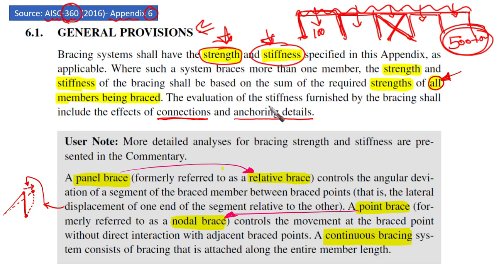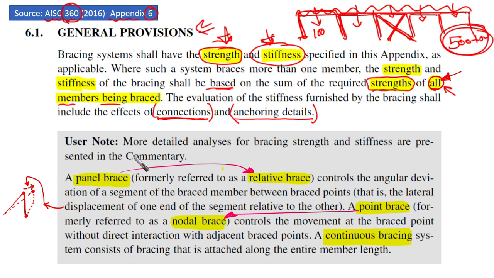The evaluation of the stiffness furnished. This is a very important keyword here, which is the word all: all members being braced. It is based on the sum of the required strengths. Strength, as I said, means the required strengths, which are gravitational loads, for example. For a more detailed analysis, the evaluation of the stiffness furnished by the bracing shall include the effects of connections and anchoring details. That's also an important part that is included in the specification.